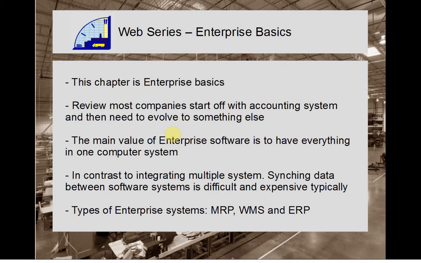Our chapter today is about enterprise basics. Just as a review, most companies start off with an accounting system as their first software system. You can get into an accounting system for relatively cheap, a few $100. They're pretty high quality systems for the amount, and it'll cover your most complex requirement, which is keeping on top of financial information, accounts receivables, accounts payables, a customer list, jobs, etc.